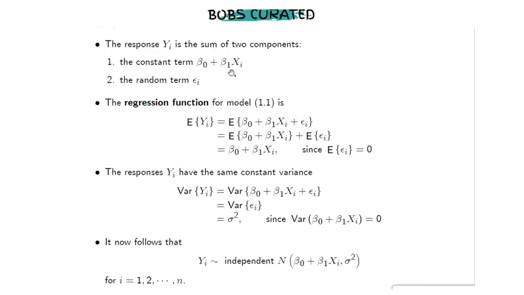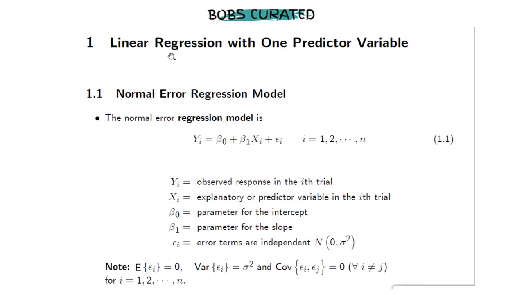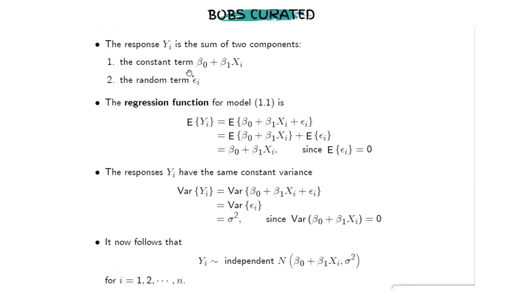Now on the next slide, there you can see the response y. So if we go a little bit back, that first part over there is going to be the constant term, and this epsilon i is going to be the random term. Now first of all, if we look at the expected value of yi, we know that the expected value of a sum is the sum of the expected values. And the expected value of the error term is equal to 0. So we now know that the expected value of yi is simply beta 0 plus beta 1 xi. So that's the expected value.